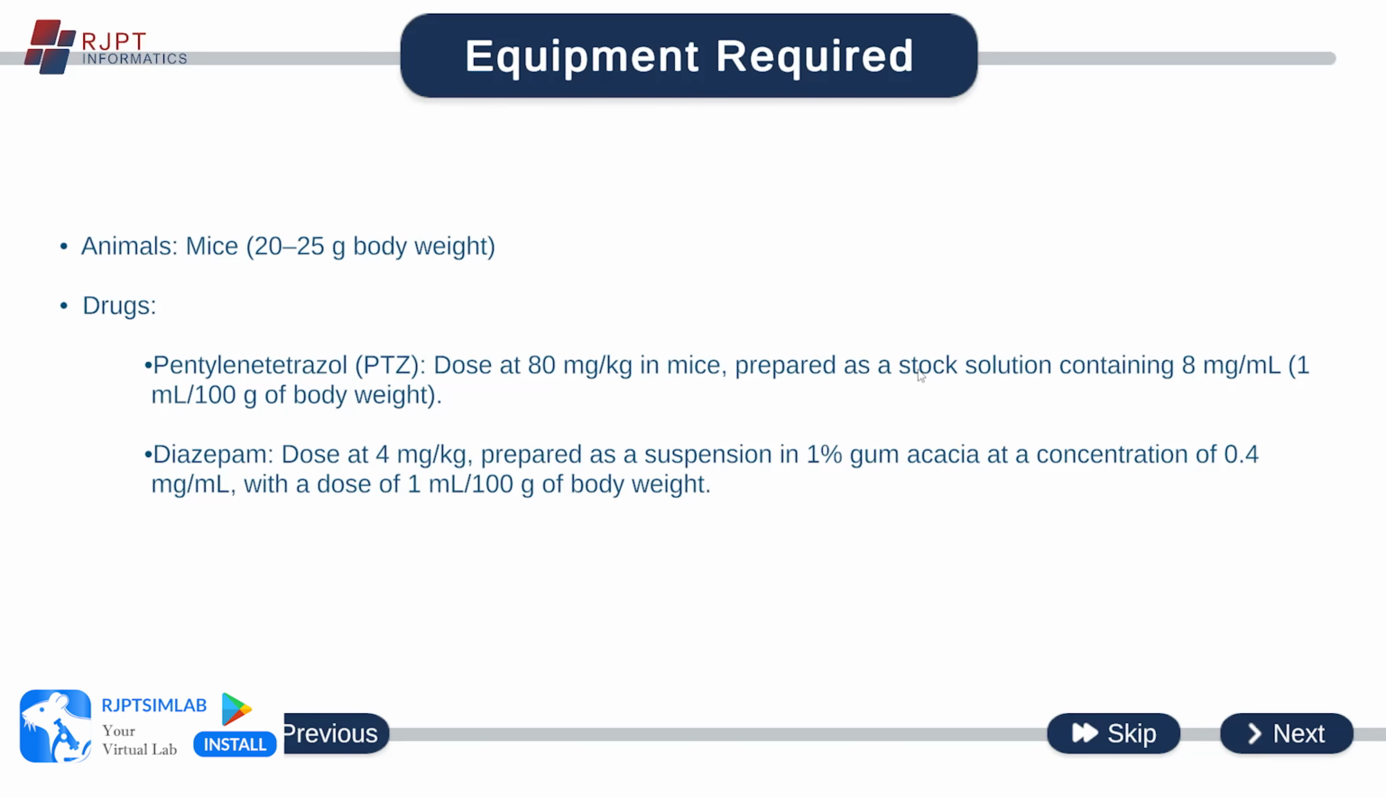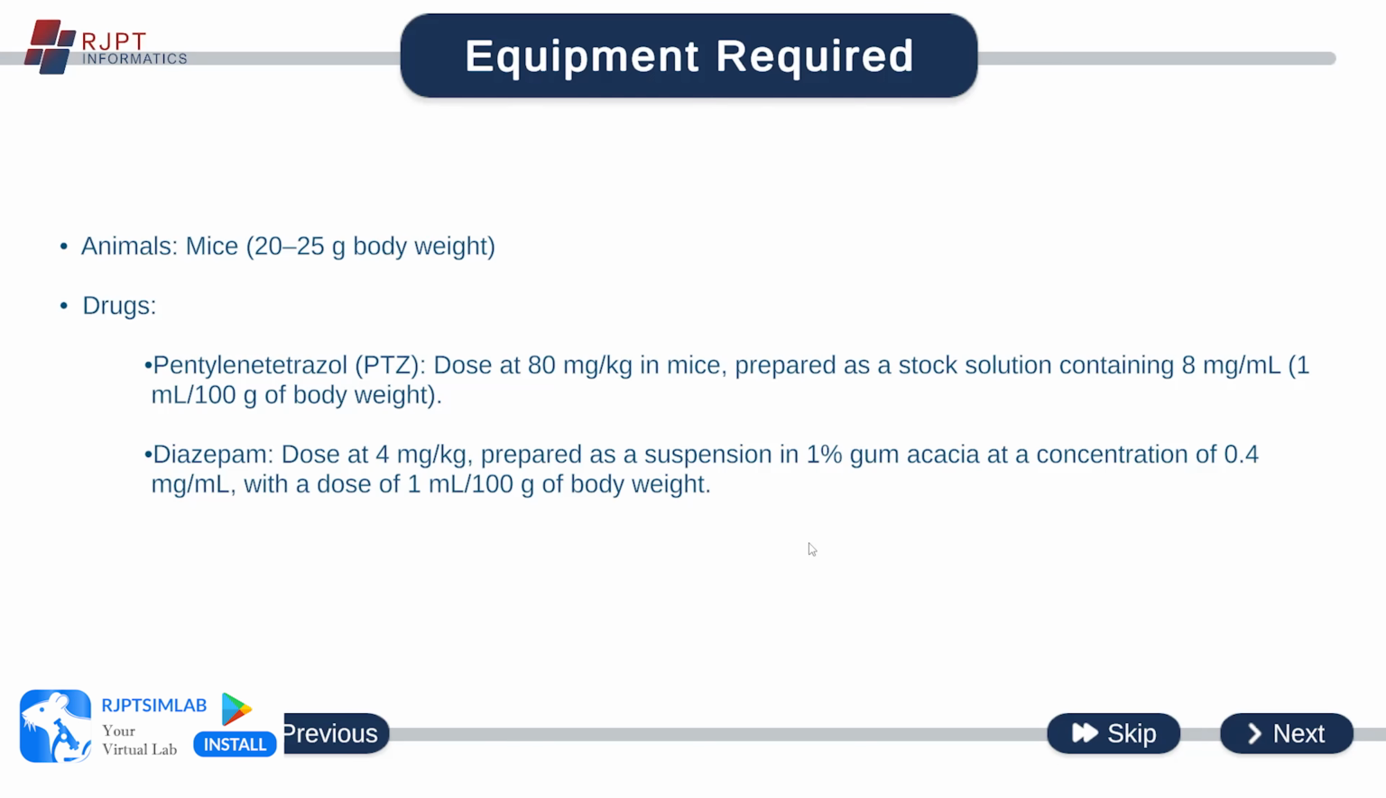Now let us see the equipment required for this experiment. At first, we need our animal, mice, which should be 20 to 25 grams in body weight. This is an average body weight of a mouse. Then, the drugs. We need pentylenetetrazole, in short PTZ, at a dose of 80 milligram per kilogram. We have to prepare a stock solution containing 8 milligrams per milliliter, at 1 milliliter per 100 grams according to the body weight of the mice.